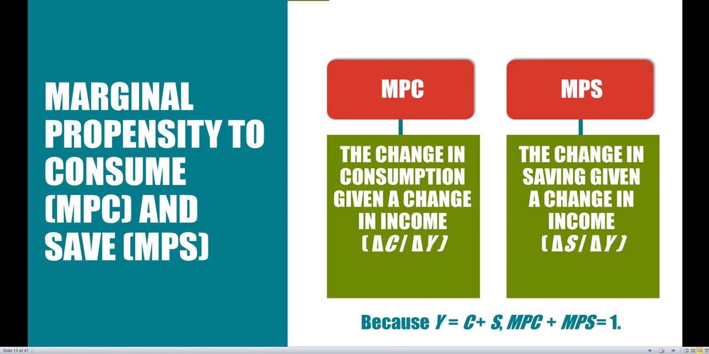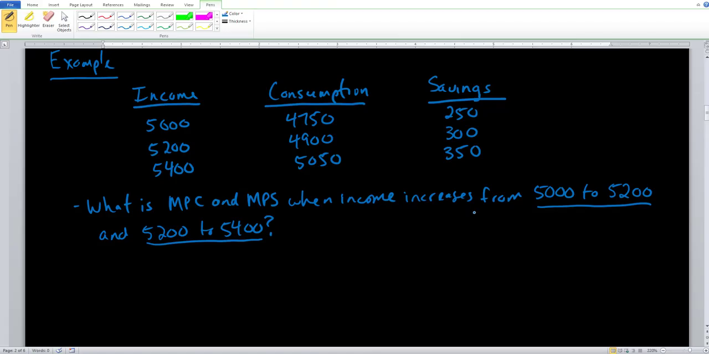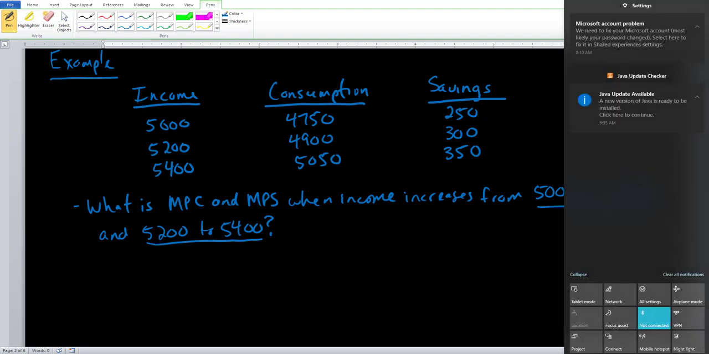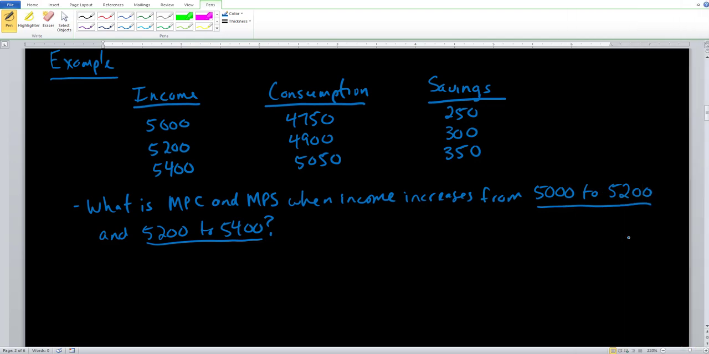And one way to do this is, once again, build up an example with a table right here. I do need to provide you a little bit more information anytime you are asked a marginal sort of question. So here we have 3 rows. We have income, consumption, and savings, and we have numbers for each. So if your income is equal to 5,000, you're going to consume 4,750 out of that, and you're going to save 250. So here, C plus S still has to equal Y.